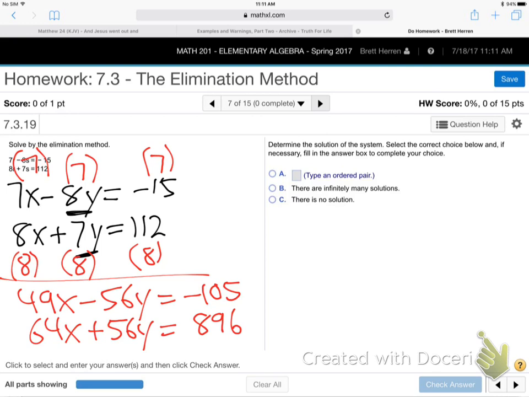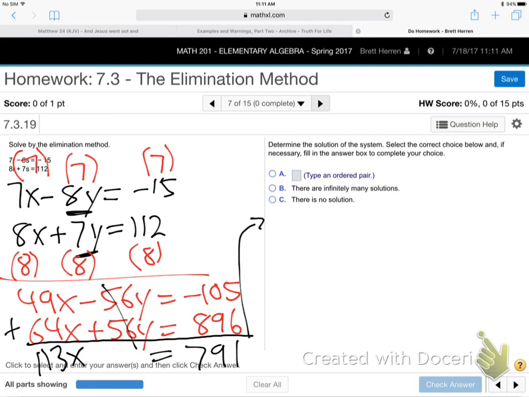So add them up. 113x, the y's drop out. Was that 791? Yeah. Just bring it up here, 113x. There's 791. Last step is divide by that 113. X equals, it was just 7, huh?